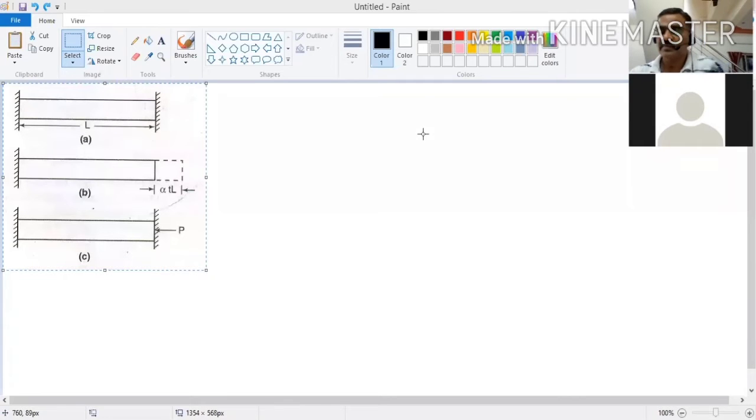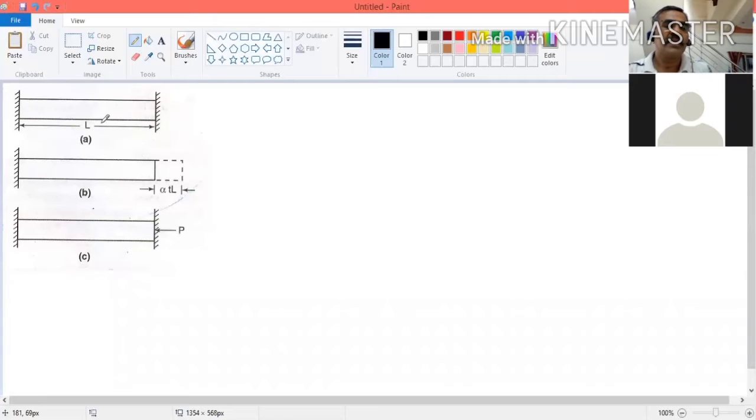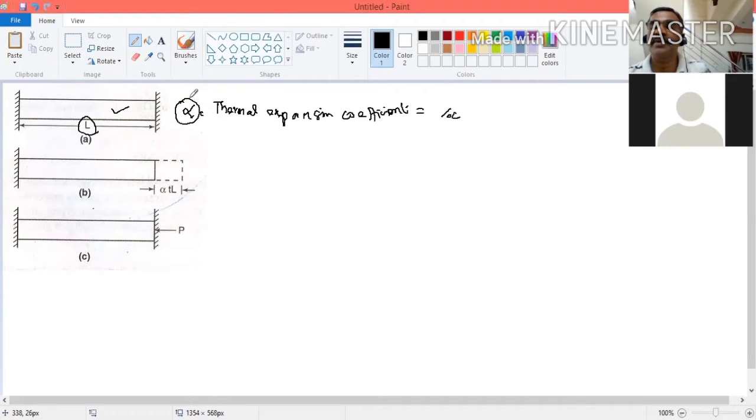For that, see, this is a member. The length is equal to L. The unit of alpha will be per degree Celsius. What is the definition of alpha? Alpha is strain. How much strain is a material subjected to when it is increased by 1 degree Celsius? That is alpha. Each material has a thermal expansion coefficient.